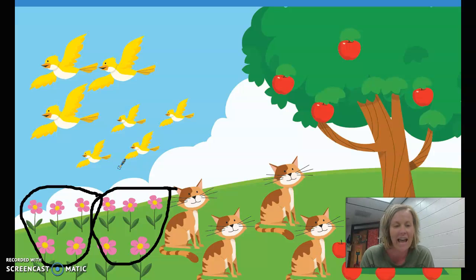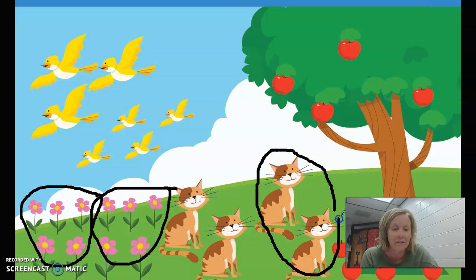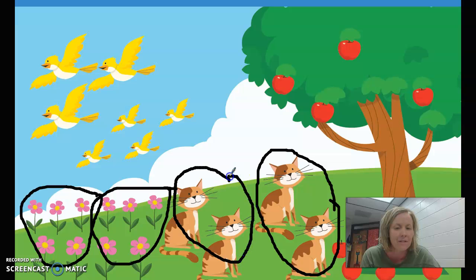Now let's look at our cats. How many cats do you see? I see 4 too. Now, some of these cats fell asleep. Some stayed awake. Circle the cats that fell asleep. Ooh, I'm going to say 2 cats fell asleep. If 2 fell asleep, how many are still awake? You're right, 2 are still awake. So 2 can be asleep and 2 can be awake.